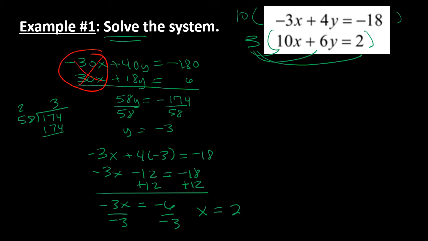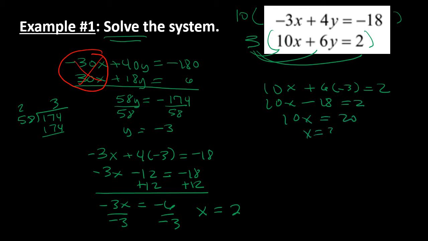And it would not have mattered. If you want to do a quick check, you could have taken that y equals negative 3 and put it in the second equation. So if you had 10x plus 6 times negative 3 equals 2, we'll just verify that. You get 10x minus 18 equals 2, 10x equals 20, and x equals 2.